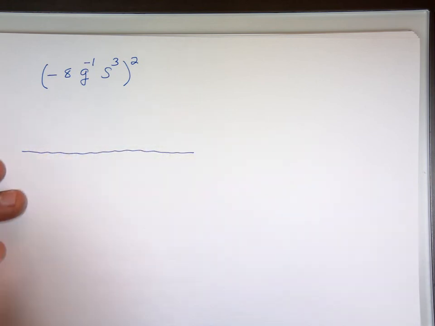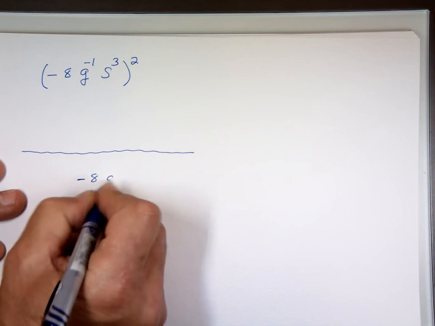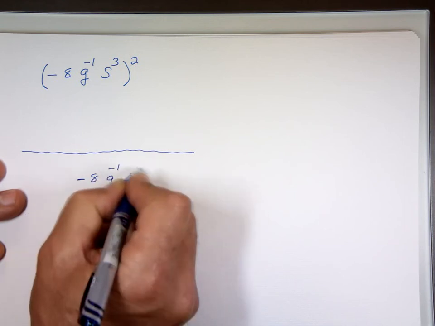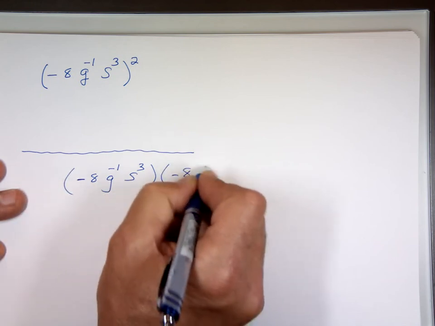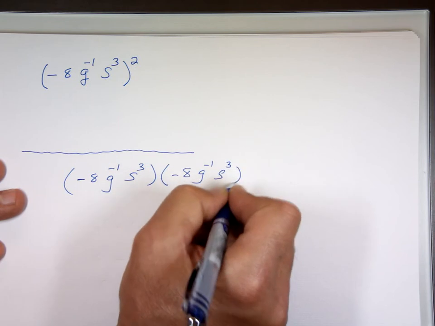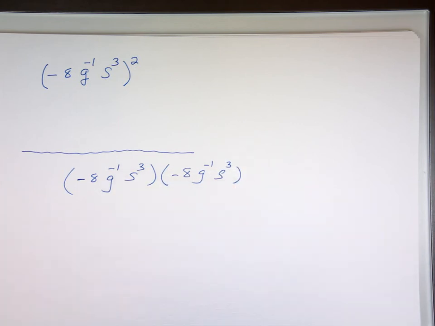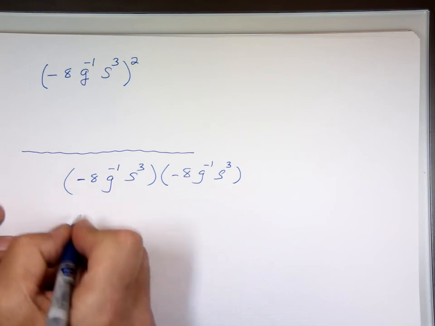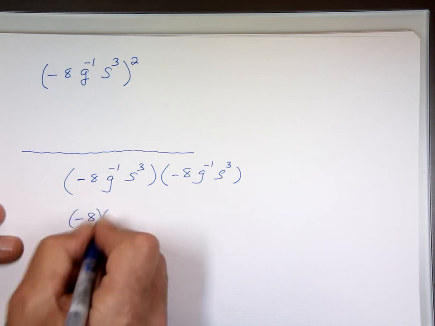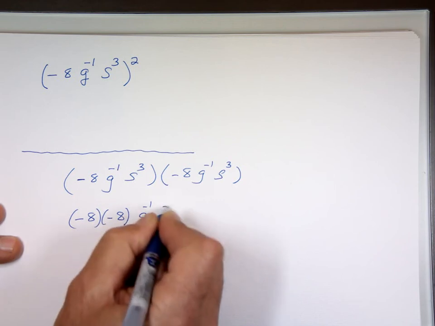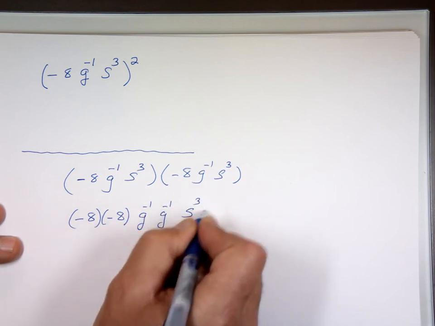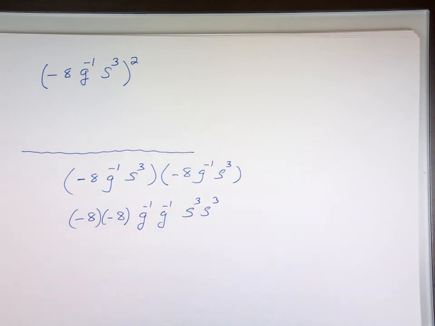In the second method, it says negative 8 g to the minus 1 s to the 3. When you square it, what are you doing? You're multiplying it by itself. And it doesn't matter how you write them. You're multiplying 3 things by 3 things. So you can rewrite that as negative 8 times the negative 8. Put the g's next to each other. Put the s's next to each other. Doesn't matter where you put them.